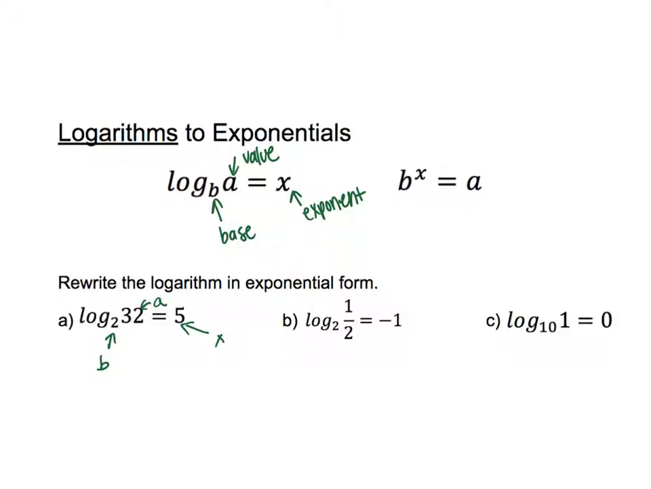So if you were to rewrite it like this formula, you would have to do b first, which is your 2. Then your x looks like it's next, so x is 5, equals the 32, which is your a. So all I did was label what the numbers meant on the log, and then I wrote it in this format, the exponential format.